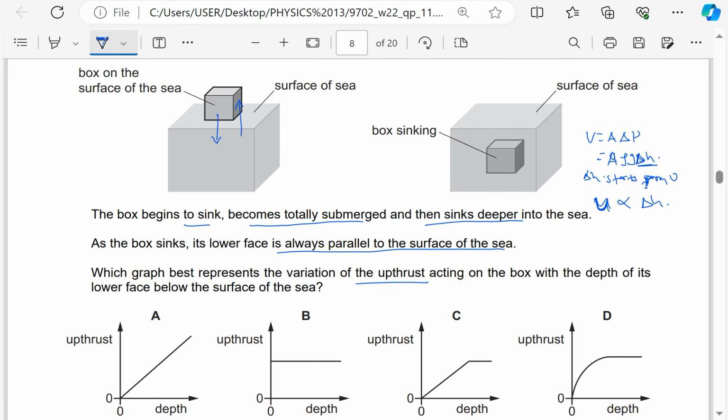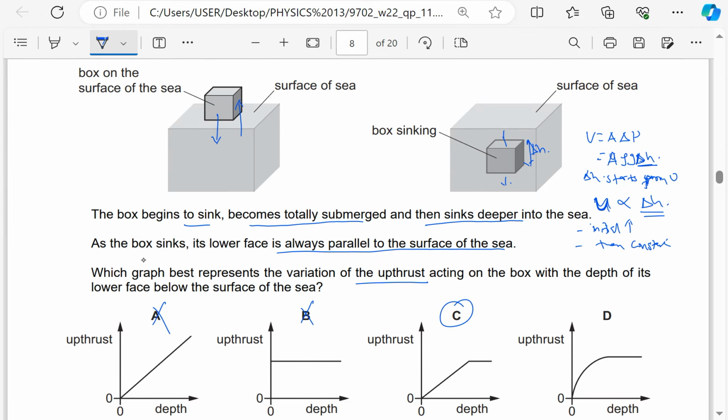But remember, when it is fully submerged, the upthrust depends on the pressure on the top and the pressure at the bottom, and this is going to be the delta H. So if it is fully submerged, delta H is going to remain constant. It means the upthrust reaches a point when it becomes constant. So initially it increases, then becomes constant, because delta H with the time becomes a constant. So this one is showing it increases indefinitely. This one shows it is constant.